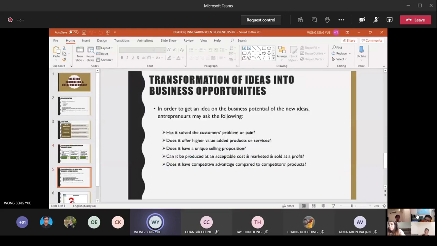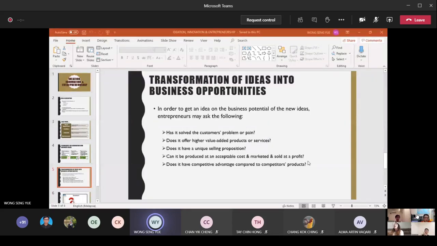So this is most important. As an entrepreneur, you have to know how you are going to solve the problems and frustrations of your target customers. If your customers are very happy and satisfied with the current product or services, it's very challenging for you to propose to them, come and buy this product. They will not buy new products if they are very happy and satisfied with the current product they are using. This is very important.